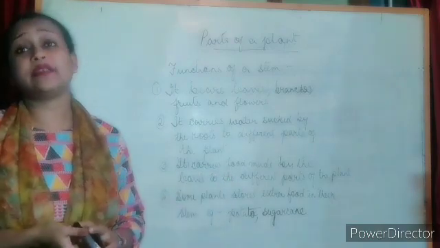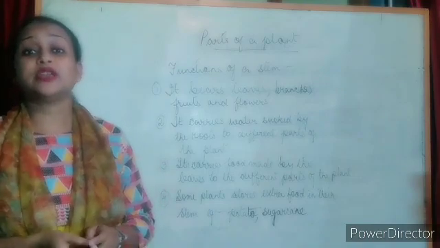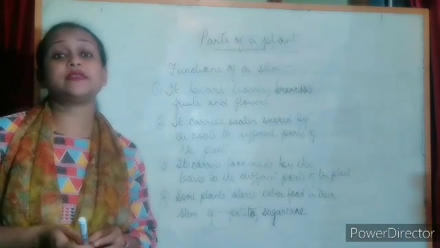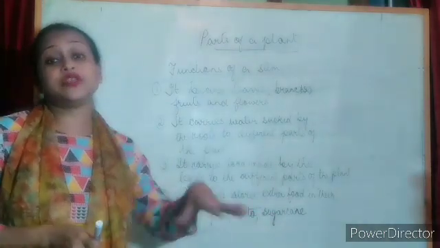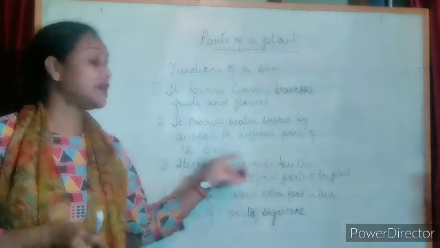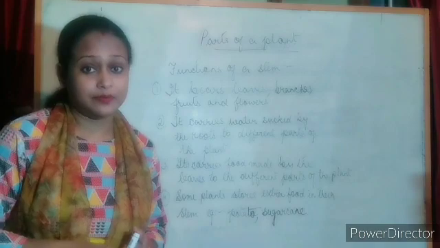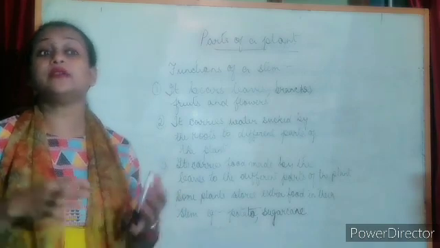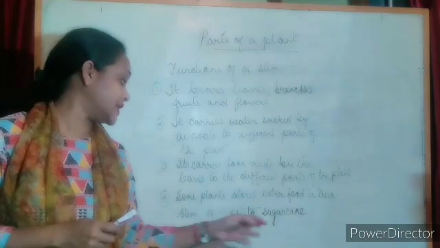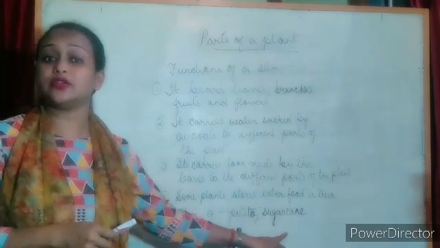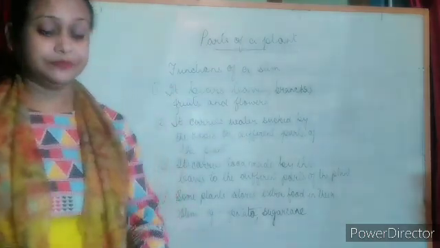Then again the stem carries the food made by the leaves. All of us know that the leaves are known as the kitchen of the green plant. It is in the leaves that the food for the plant is prepared. The food prepared in the leaves is carried to the different parts of the plant by the stem. Again, in some plants the extra food is stored in the stem, for example in case of potato and sugarcane. So these are the four functions of a stem.